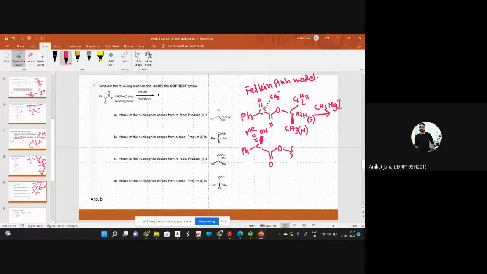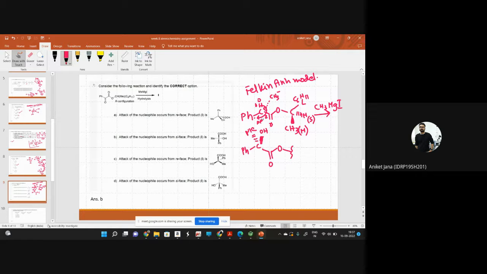So as we know, the methyl will attack from the back side of the carbon. So which face will the methyl attack? The front one is which face? This is the face from where we are looking at the carbon. Is this the Re face or the Si face? It's the Re face. That is 1, this is 2, and this is 3. So with clockwise rotation, it is the Re face.